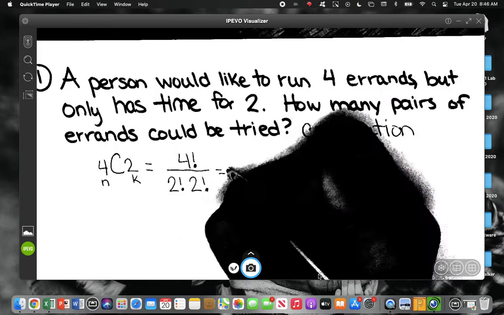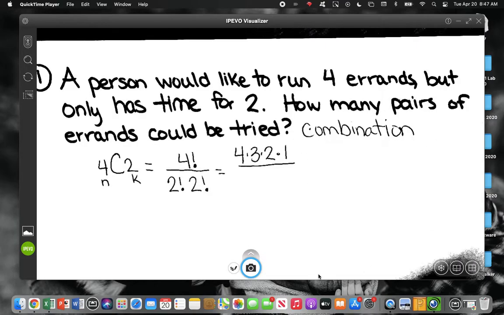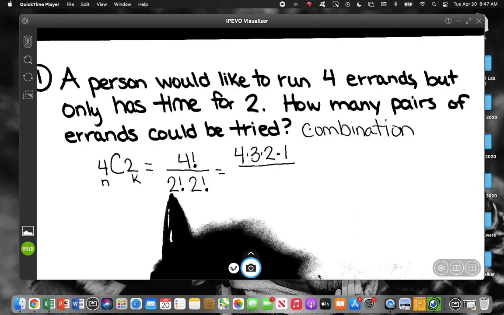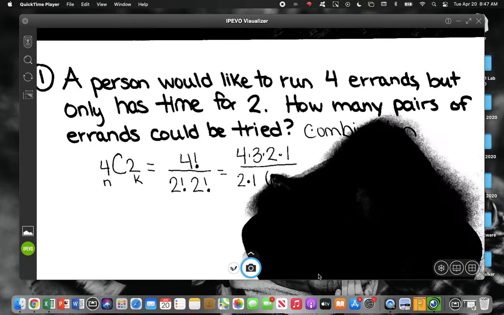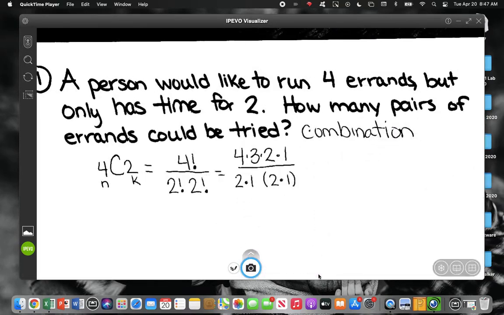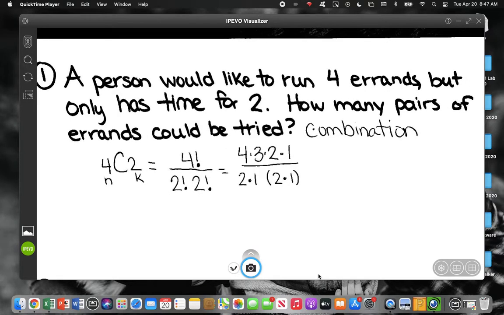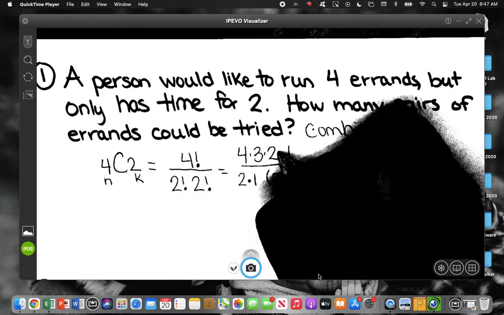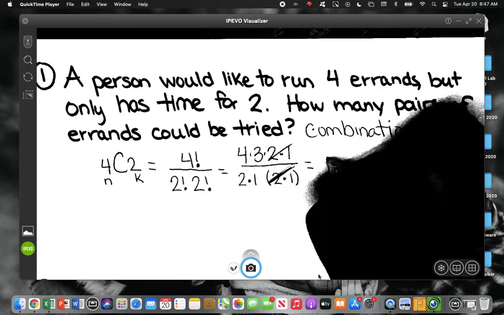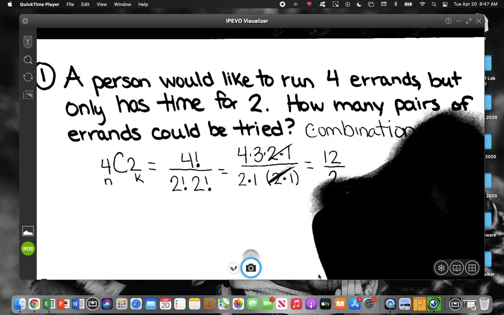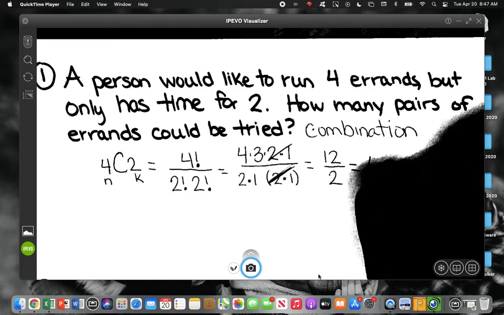So let's expand this. We got 4 times 3 times 2 times 1. And then on the bottom, my first 2 factorial is 2 times 1, and then my second factorial is 2 times 1. What can I get rid of? A 2 and a 1. So I'm left on top with 4 times 3, which is 12. And the bottom is 2, so what's 12 divided by 2? We've got 6 ways.